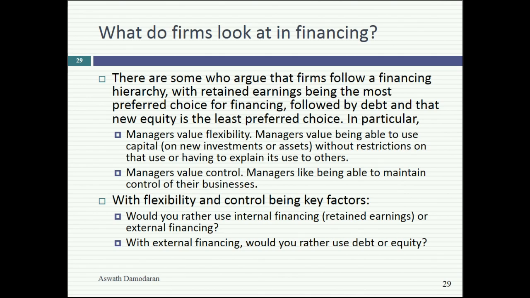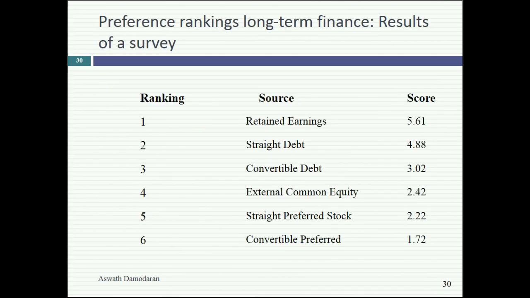Then comes common stock, and then comes preferred stock. And if you get really desperate, you issue convertible preferred stock. These financing hierarchy studies have been looked at across the world. Across the world, this seems to be the layers that companies use in terms of raising funding. So retained earnings, straight debt, convertible debt, common equity.